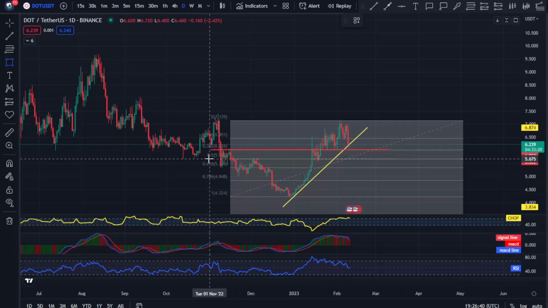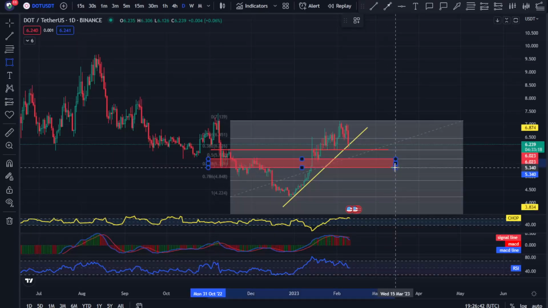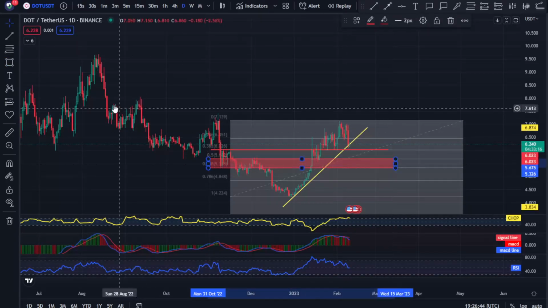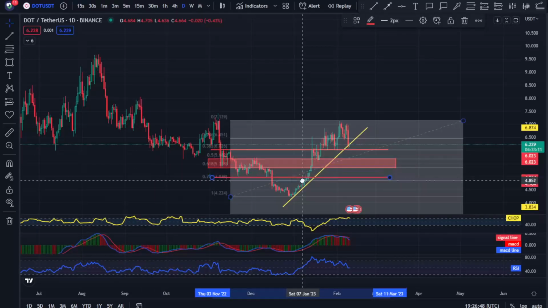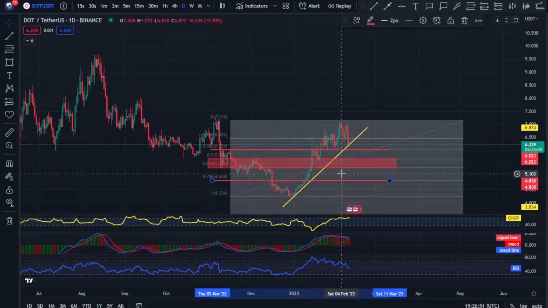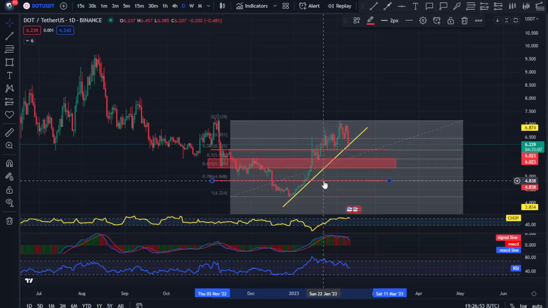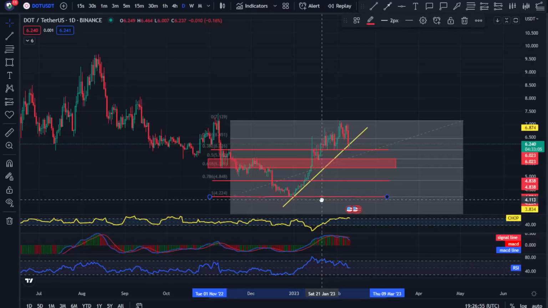Then we have the support zone from $5.68 to $5.33. The next support is at $4.84. And then at $4.21, where the last low is.